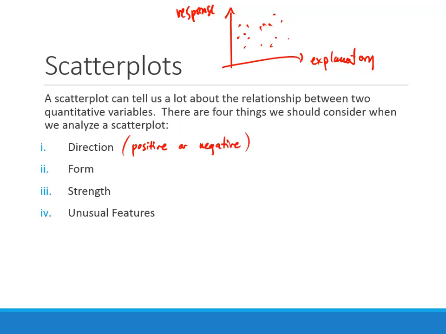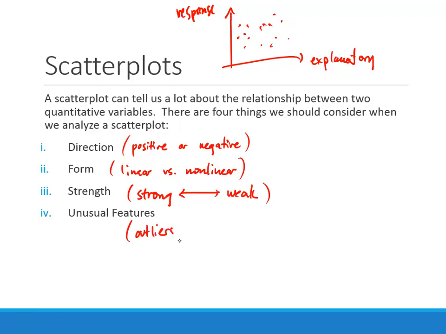Okay, we want to think about what the form of the relationship is, and so here we'll simply ask, does it look like a linear relationship or a nonlinear relationship? Strength will ask just how strong is the relationship? Is it strong, weak, or somewhere in between? And then unusual features, we want to note if there are any outliers floating around in our data set.